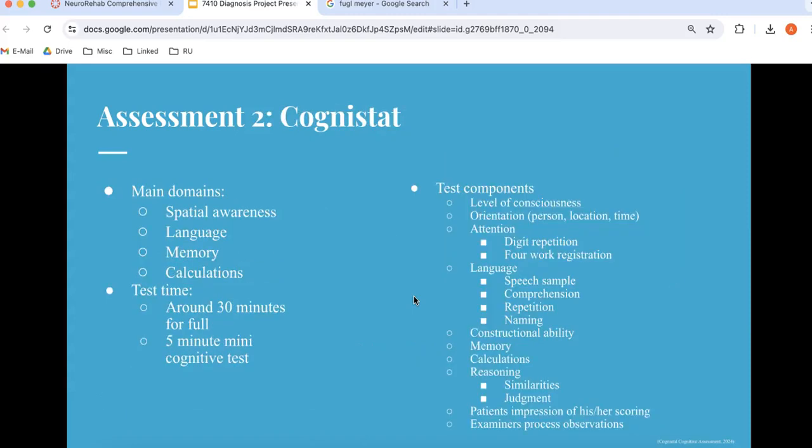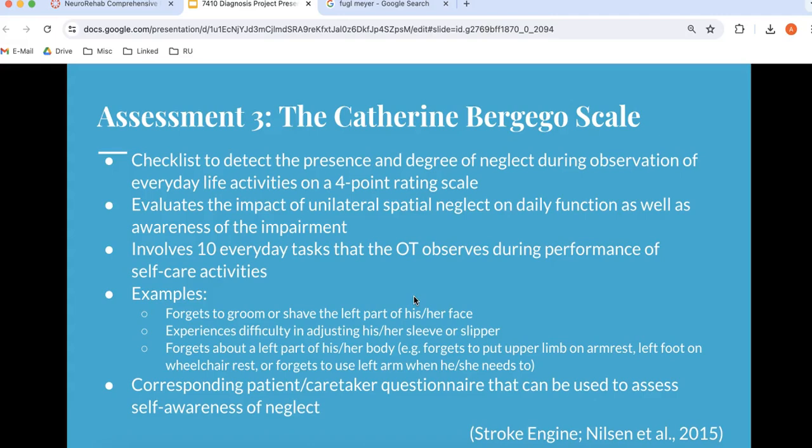For our second assessment, we're going to do the Cognistat, which assesses spatial awareness, language, memory, and their calculation skills. The test time also takes around 30 minutes for the full one, or there's a 5-minute mini version. The test components include level of consciousness, orientation, attention, language, constructional ability, memory, calculations, reasoning, and patient's impression on how they scored and what the examiner observed from them.